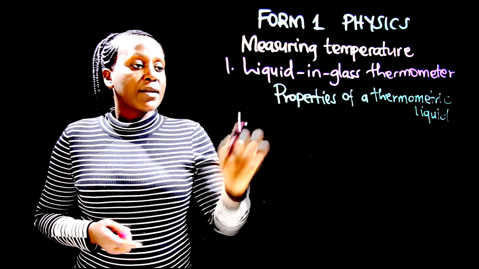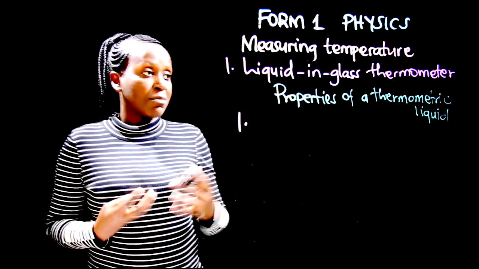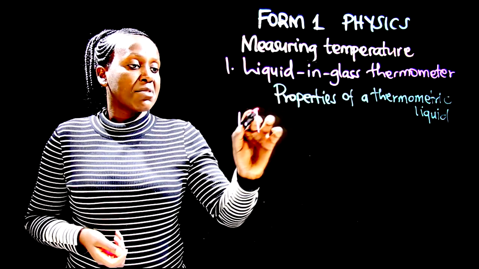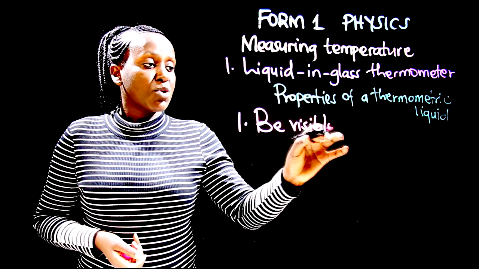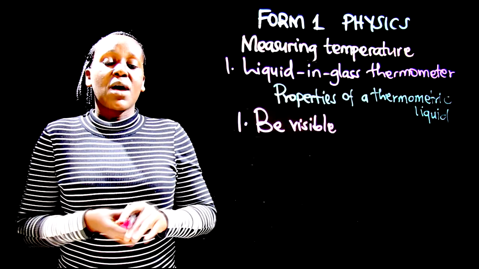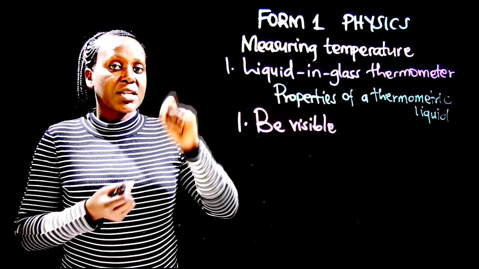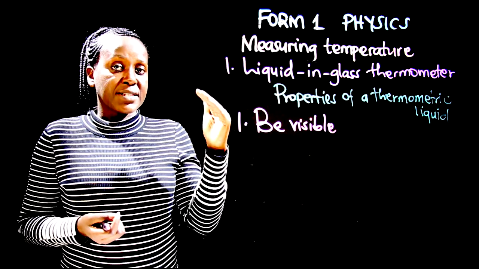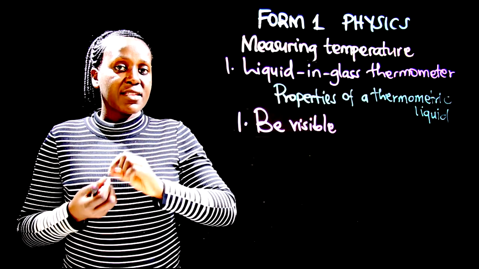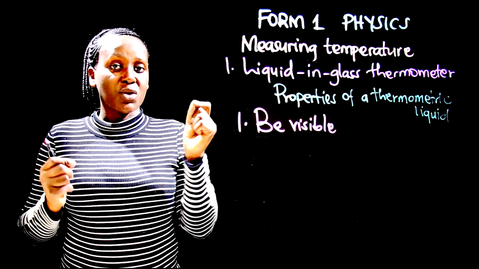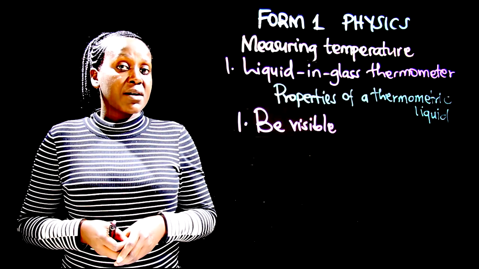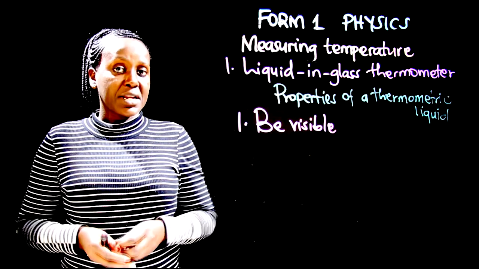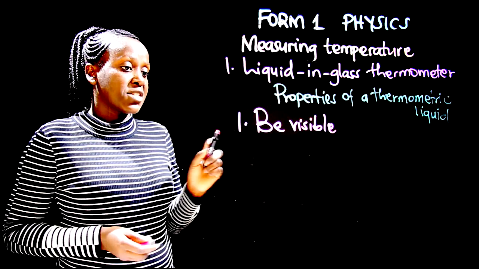This liquid must have certain characteristics for it to be used in a thermometer. Number one, the liquid must be visible. The reason it has to be visible is because it is the one that we observe. We observe its level, and when it stops rising, we check the degrees Celsius that it coincides with. If it is not visible, then we will not be able to take the reading, so it has to be visible.